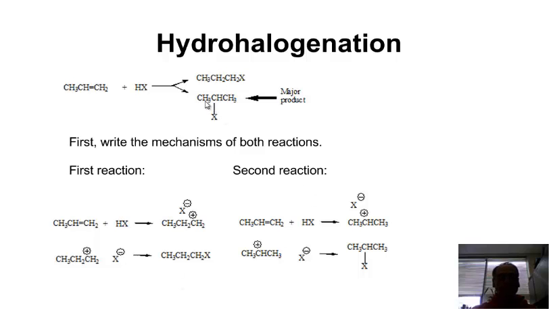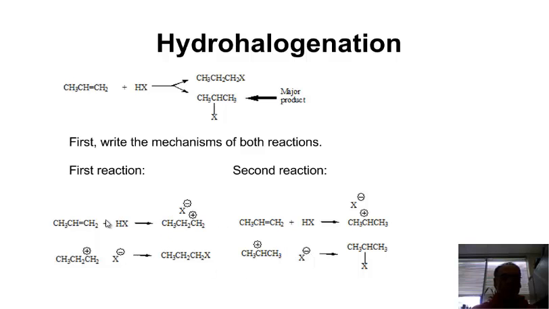The second reaction, that is this one, the HX adds its H+ onto this carbon instead, so that becomes a CH3. That leaves the other carbon positive. That's this one, and that's a secondary carbocation. And then, of course, the X- adds on wherever the positive charge was, so it ends up attached to the middle. What's the difference between the two mechanisms?